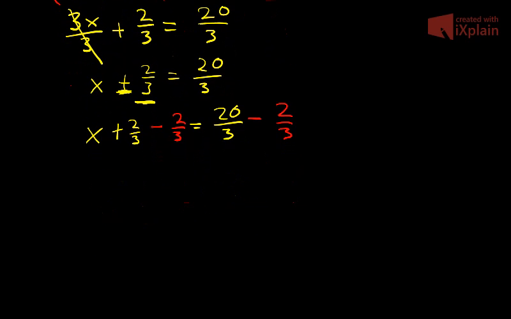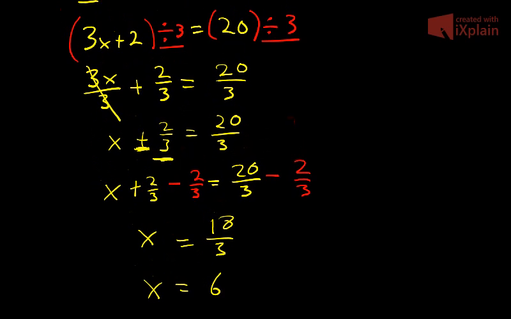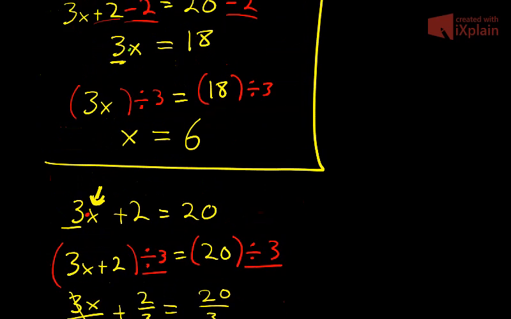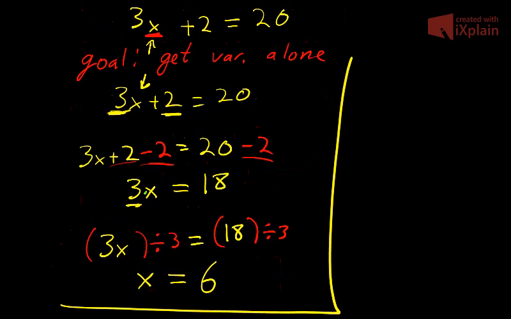So looking at this, now I have x plus 2/3 minus 2/3, which is going to give me x equals 20/3 minus 2/3. They already have a common denominator, so 20 minus 2 is 18 divided by 3. And simplifying that, I get x equals 6. And this method right here is obviously a lot harder and more painful than this one right there.